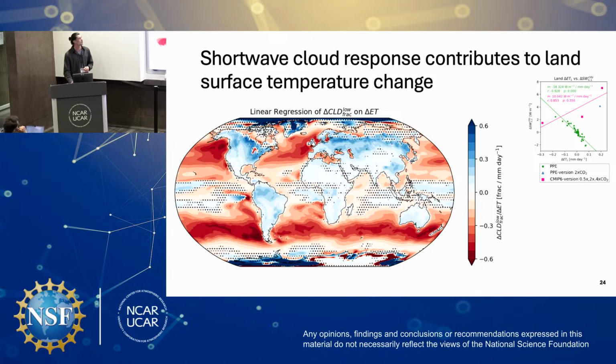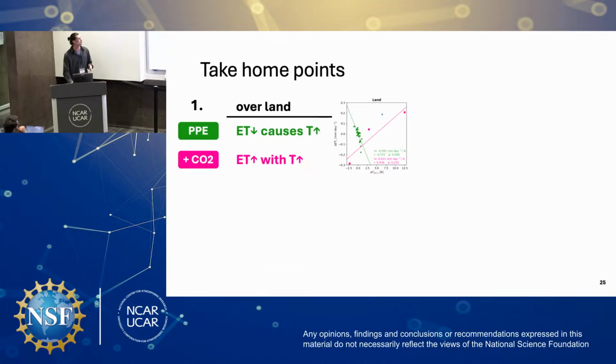So that's the main point, and I just want to go over these take-home points. For the PPE, decreasing ET causes an increase in temperature. This is because that's how we're changing temperature in these simulations. Whereas in the CO2 forced experiments, the ET is changing with temperature. You're having a radiatively driven temperature change over the surface, and ET is responding to that.